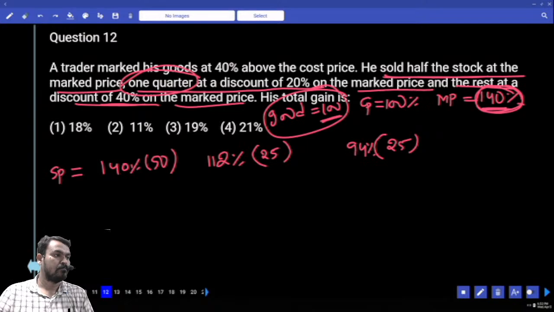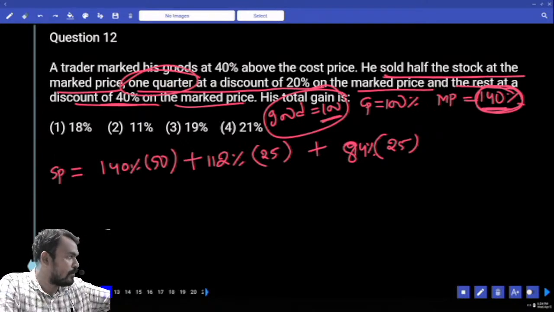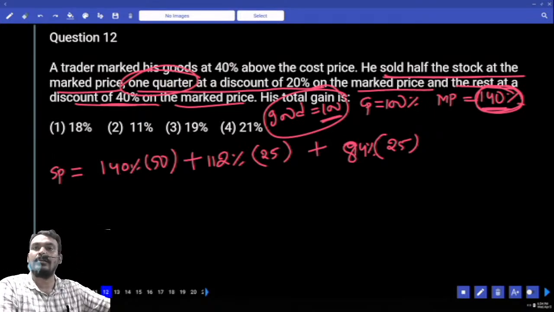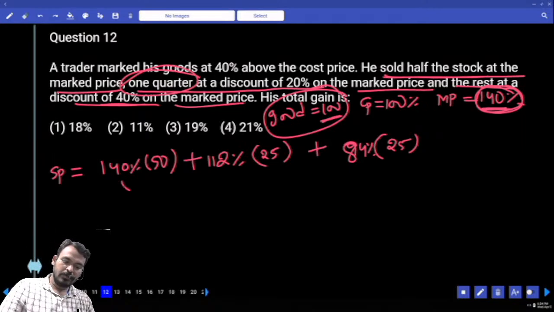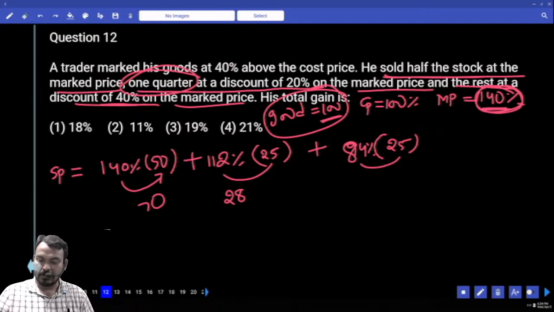140 minus 56, it is 84. So 84% of which one? Of the last 25 parts. The first 50 articles at 140%, second 25 articles at 112%, last 25 articles at 84%. All these are added to get the overall selling price. 140% of 50 means it is 70. 112% of 25 means half, again half, that is 28.